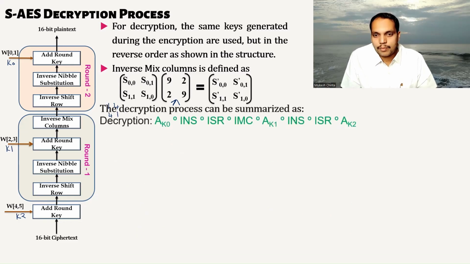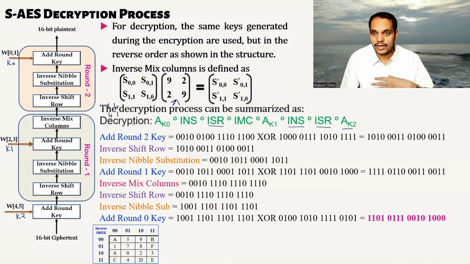So the decryption process can be summarized as, first you perform an add round key with K2, then your inverse shift row, then your inverse nibble substitution. What do you mean by inverse nibble substitution? I have shown you an S box, isn't it? We have another decryption S box that is called inverse S box. From there we have to do the inverse nibble substitution. And then you have the add round key with K1, and then you have the inverse mix columns, and then the inverse shift row, and then the inverse nibble substitution, and then the add round key with K0. So this is the summarization of the decryption algorithm.